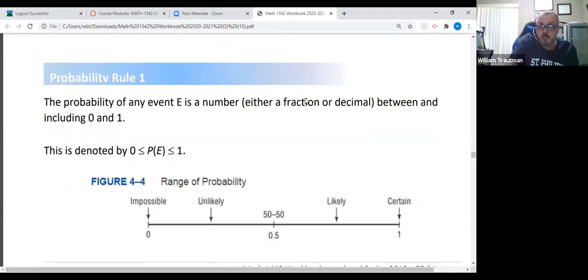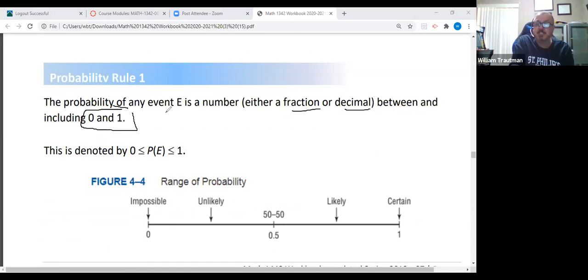All right, a little bit about probability. A probability of an event could be a fraction or it could be a decimal. All probabilities are between 0 and 1. By the way, this is a homework problem, and this is also a test question. All probabilities are between 0 and 1.